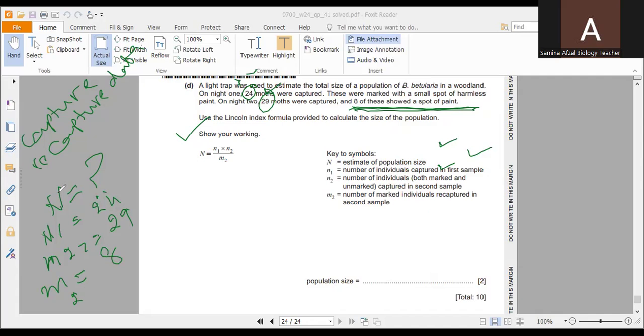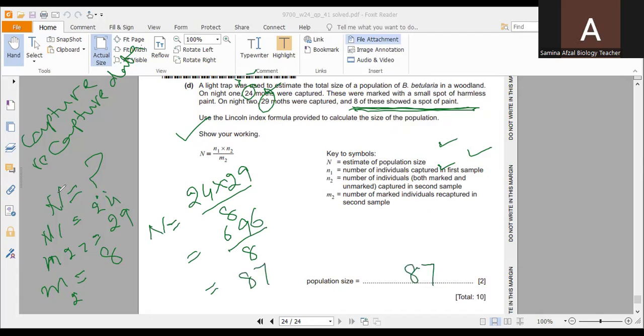So by applying all these values in this formula, N is 24 multiplied by 29 divided by 8. So calculations: 696 divided by 8 is equal to 87. So we will write 87 over here. So this is all about question number 10.